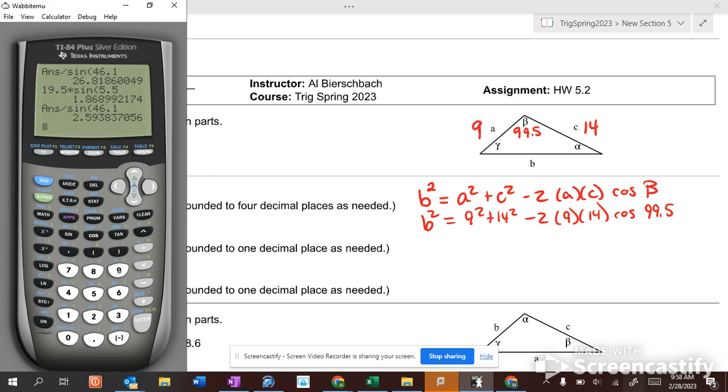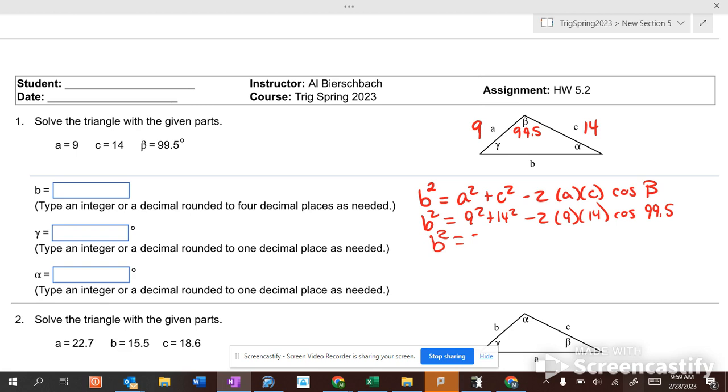So I'm going to grab my calculator and I'm going to type it in exactly the way I've written out. So I'm going to go 9 squared plus 14 squared. Notice how I'm not hitting equals at any time here. Minus 2 parentheses, 9 parentheses, 14 parentheses, cosine of 99.5. Okay, I typed it in exactly the way it's written there. And I hit equals.